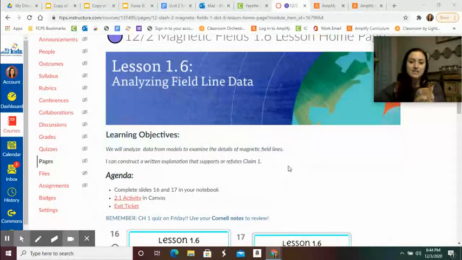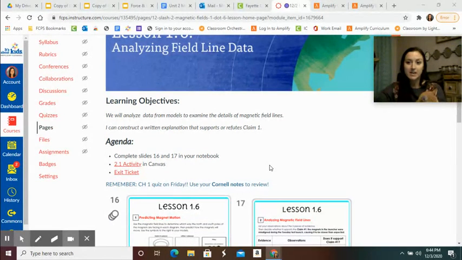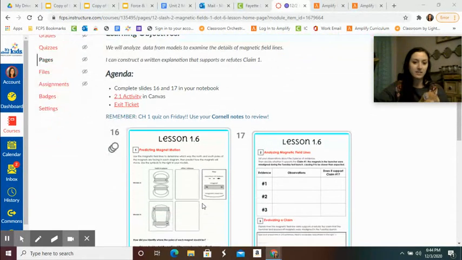But for this lesson, we investigated magnetic field lines a little bit further. This is also the last lesson of chapter 1, so we wrap up a few of the main ideas that are needed for this unit. The first thing that we did is complete slides 16 and 17 in the notebook. There was an activity in Canvas and an exit ticket.